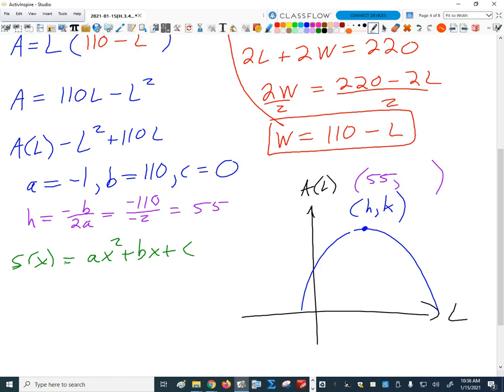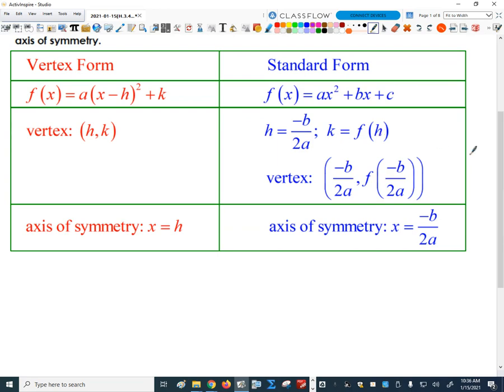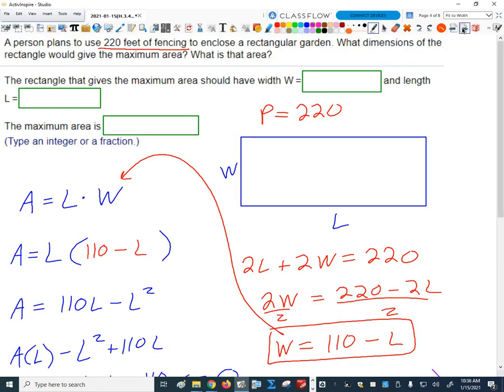How would I figure out what the output is? How would I decide on the output here? Dawson, you remember? How do I find K after I find H? I just plug it in, right? To find K, I just evaluate the function at H. So we'll do that.